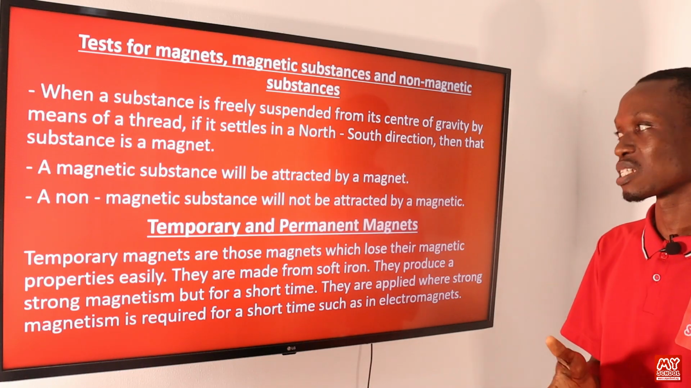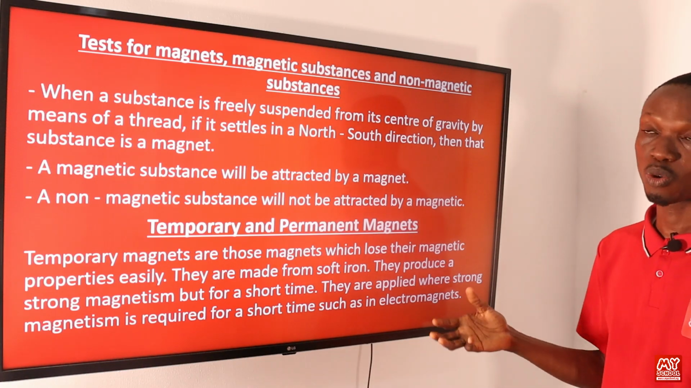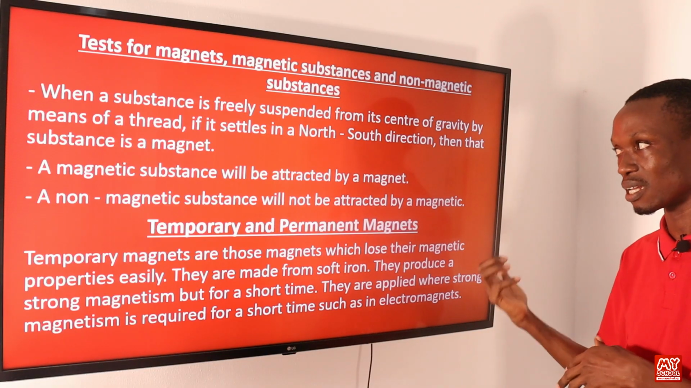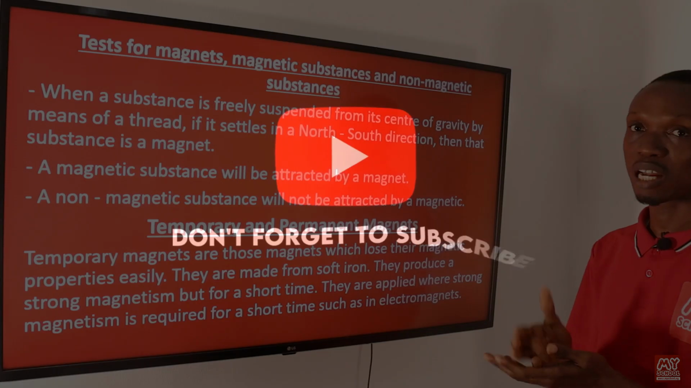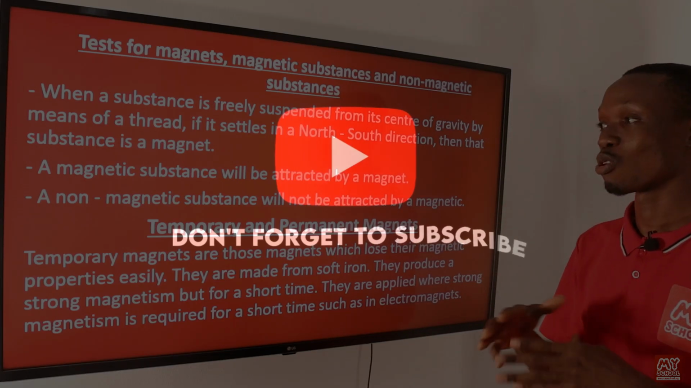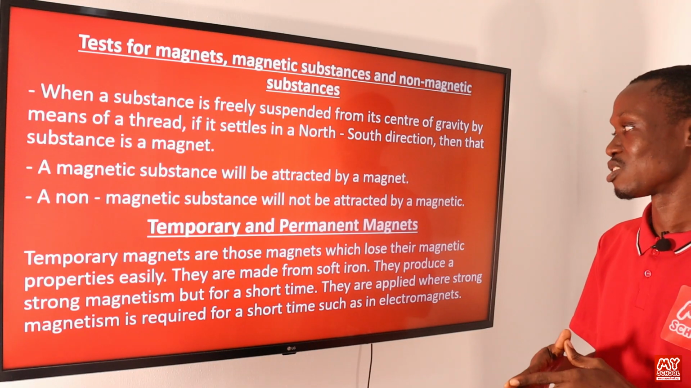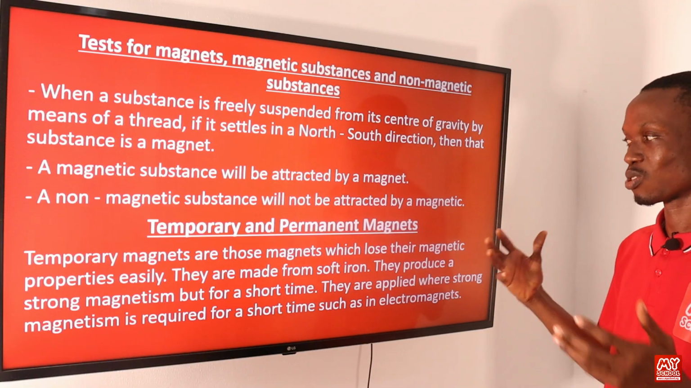Then a magnetic substance will be attracted by a magnet. So any material that is attracted by a magnet, you just know that that material is a magnetic substance. But the one that is not attracted by a magnet, just know that that substance is a non-magnetic substance.